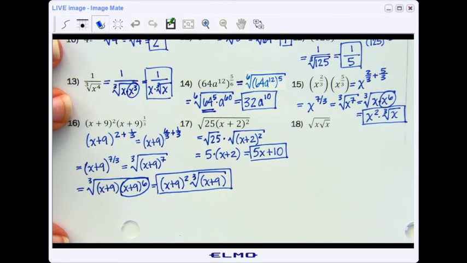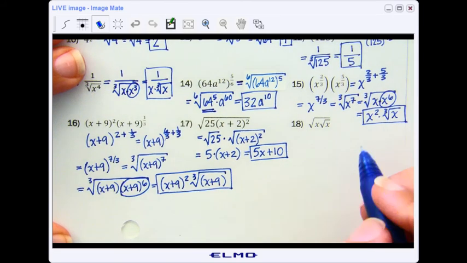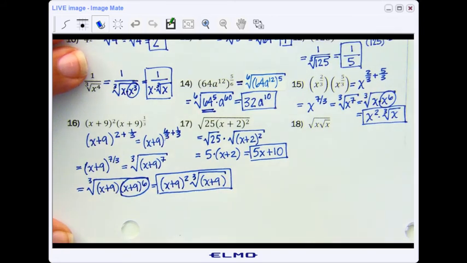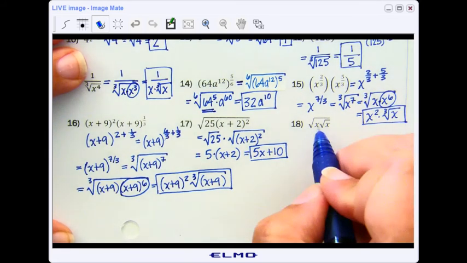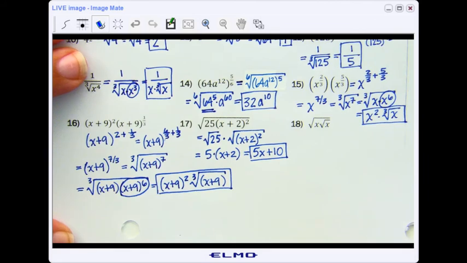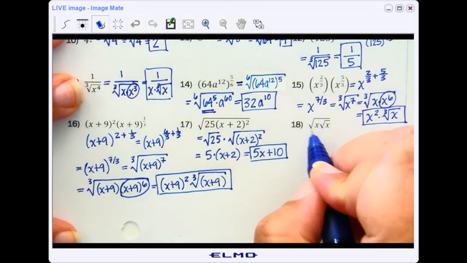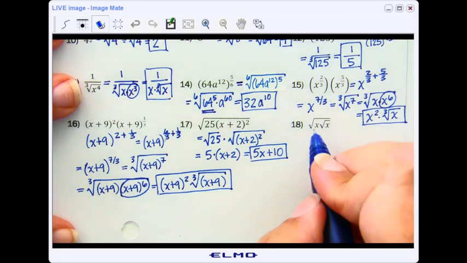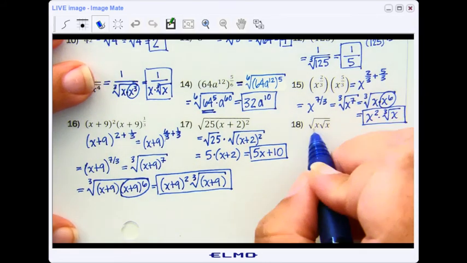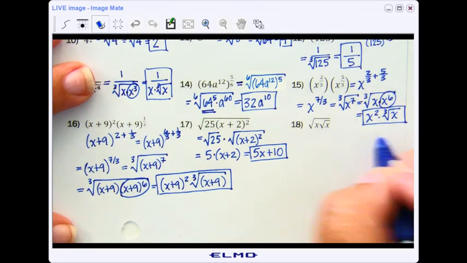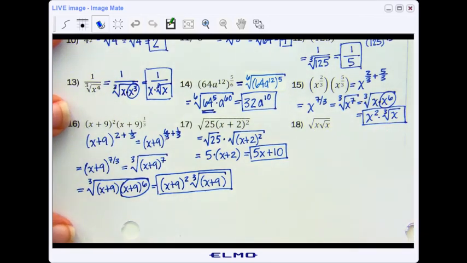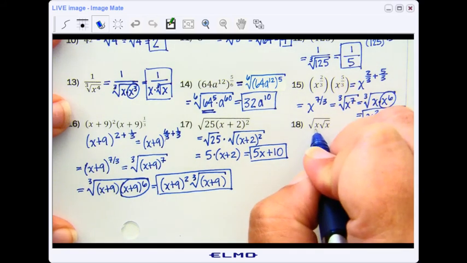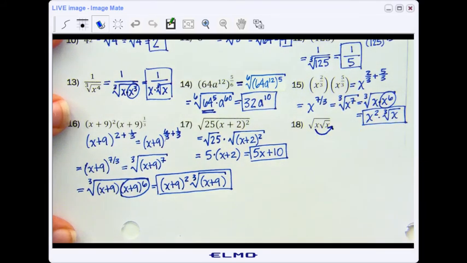In number 18, we have the root of a root. So, in order to evaluate the root of a root, I need to separate these two apart, or I need to make what's inside underneath a single radical. You can separate these two apart and say the square root of x times the square root of the square root of x. Instead of doing that, I'm going to force my x on the outside of the interior square root back into it.